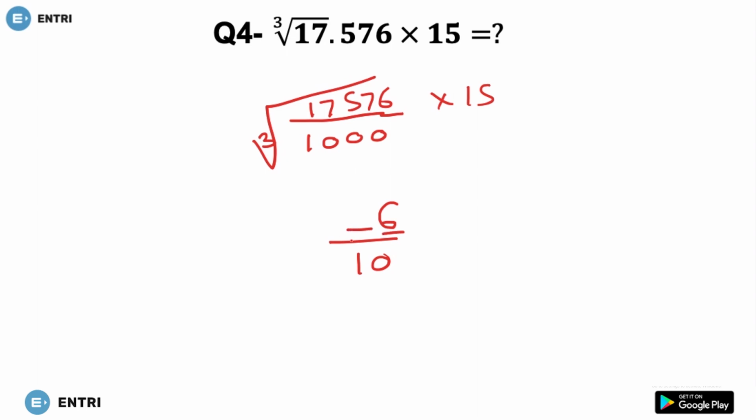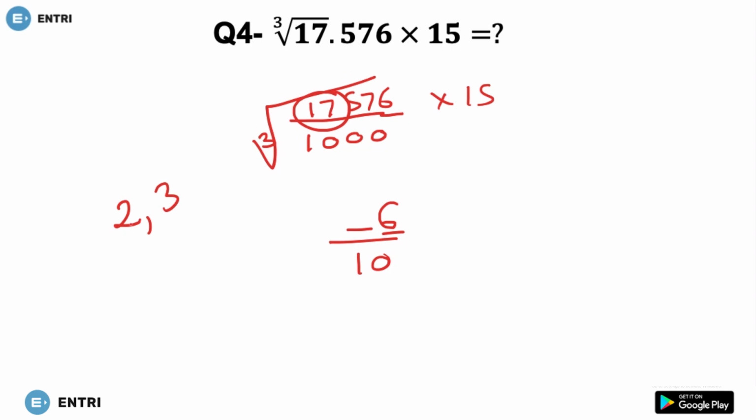What about the starting digit? For solving the starting digit, we must take the starting two numbers. Here the starting two numbers are 17. And while solving 17, I clearly know that the nearest cubes for 17 are 2's cube and 3's cube. Since the value of 2's cube is what? It's 8.